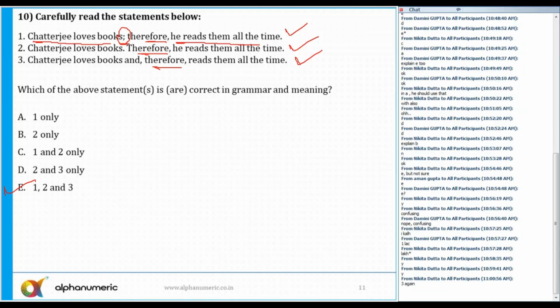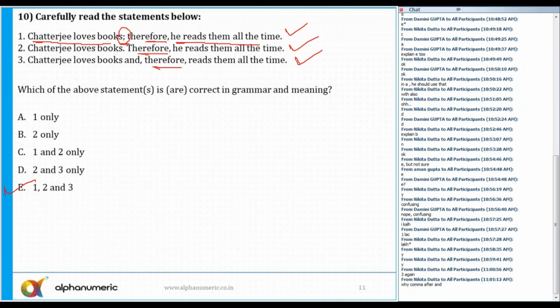Okay. And comma therefore. Now therefore is a transition word. Yes or no? Why comma after and comma therefore? Because it's a pause. As a consequence, so as a consequence, therefore means as a consequence. Now as a consequence is another thought. It is another thought. You were talking about Chatterjee loving books and you are mentioning it in some other ways.